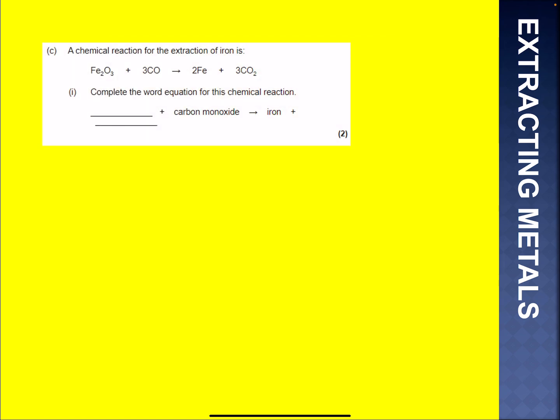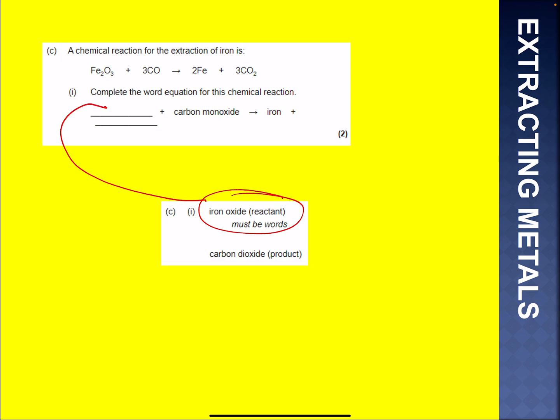A chemical reaction for the extraction of iron is that. Complete the word equation for this chemical reaction. That'll be worth 2 marks. You can see that's the reactant, iron oxide, here. And the other product, apart from iron, the other product is there, worth 2 marks.